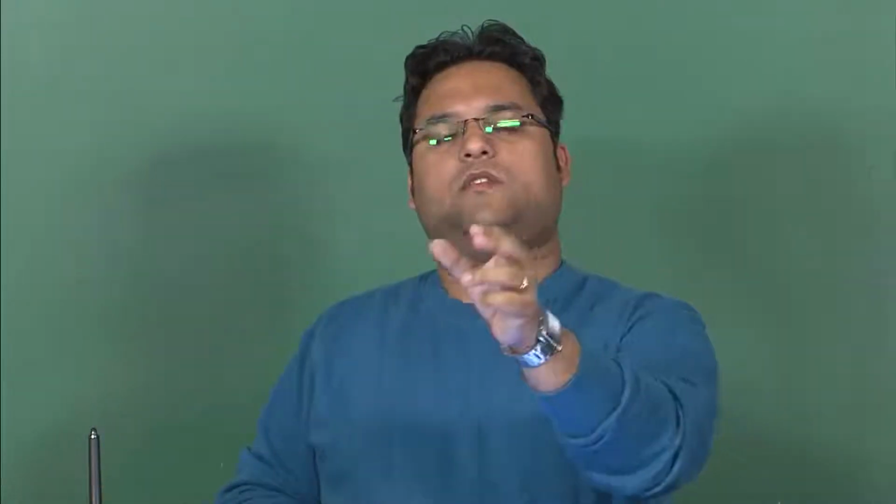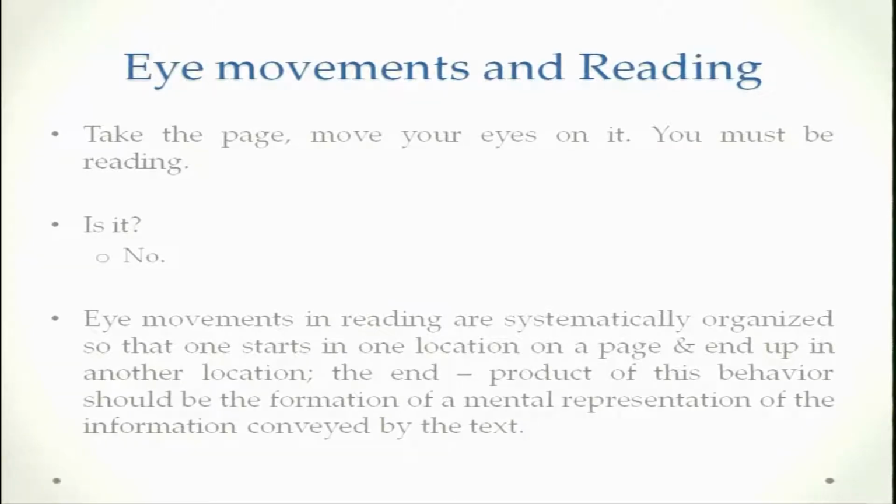You're not really scanning vertically, at least when you're reading Hindi or English, or diagonally or randomly. You're moving word by word in a particular direction which is consistent with your script: left to right for Hindi and English, and right to left for Persian, Hebrew, or those kinds of languages. The end product of this eye movement behavior should give you a mental representation of whatever information the text is intending to convey.